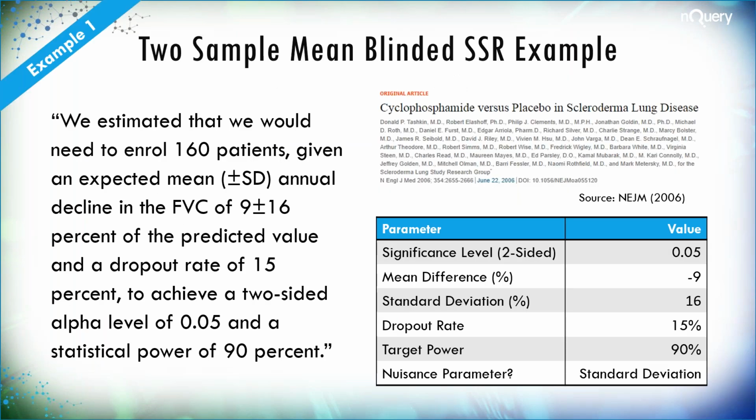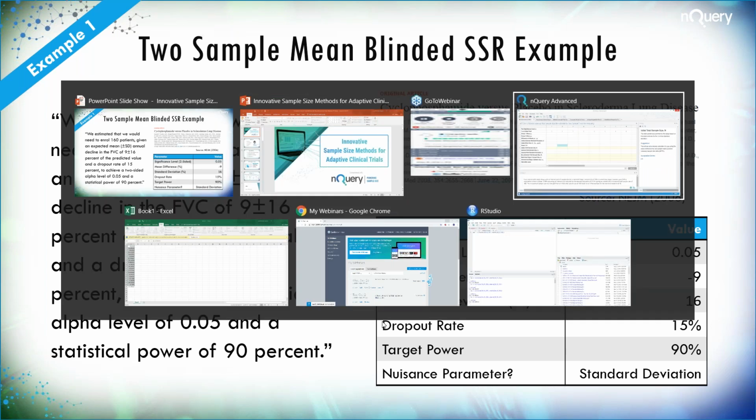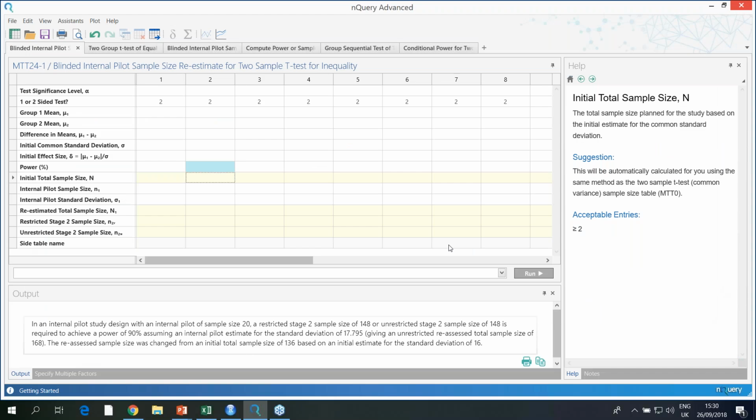So this is just a very simple t-test example from the literature, from the New England Journal of Medicine, from a paper from 2006. What I'm going to do now is very briefly show how a blinded sample size re-estimation will work in nQuery within the new adaptive tables.